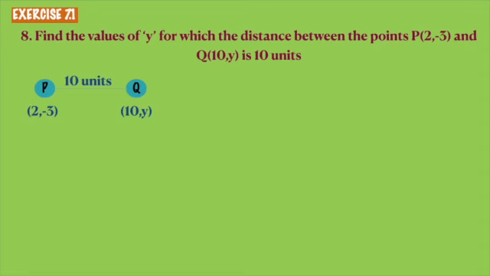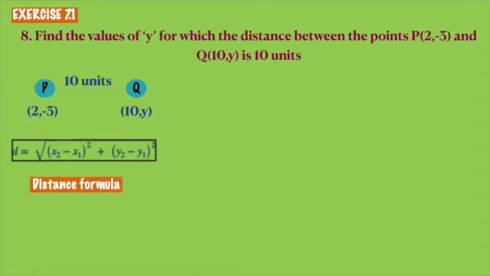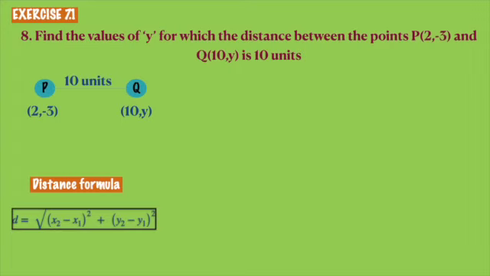What we have to do? First thing is, we have to write the distance formula. We know the distance formula: D is equal to square root of (x2 minus x1) whole square plus (y2 minus y1) whole square. The next step is, we have to identify the data. Let (x1, y1) be equal to (2, -3), the coordinate of the point P. (x2, y2) is the coordinate of the point Q, that is (10, y). He has given 2 points P and Q. We take one as (x1, y1), another one as (x2, y2). The next step is substituting these values in the distance formula.